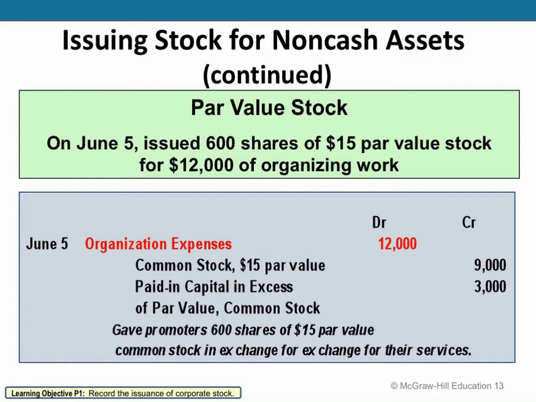So we're going to debit our expense of $12,000, and then we're going to credit the common stock first at the par value amount. 600 shares times $15 will give 9,000. And then that difference is going to represent the paid-in capital in excess of par associated with that common stock. So 12,000 is going to be our debit, 9,000 is the common stock with par value. The difference of 3,000 is going to be the common stock with paid-in capital in excess of par.